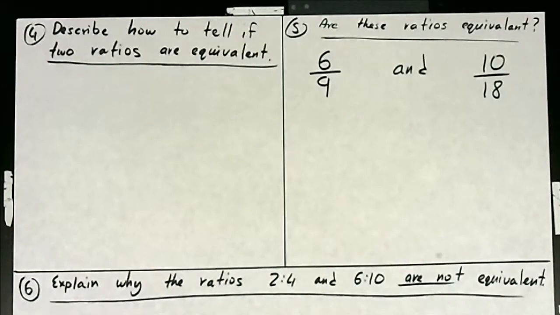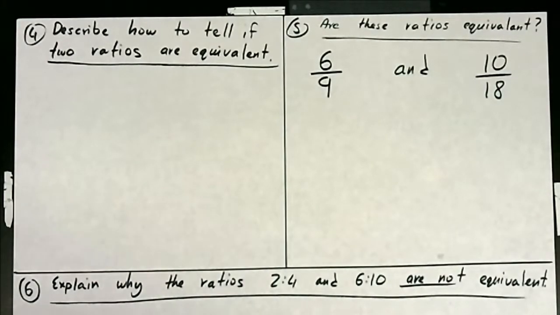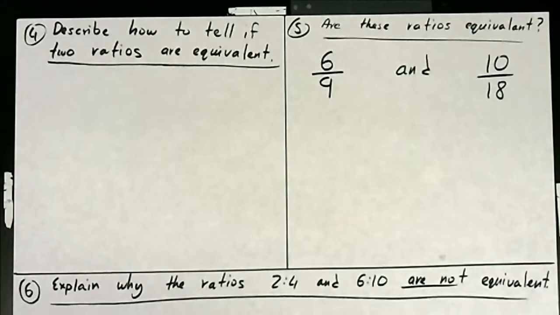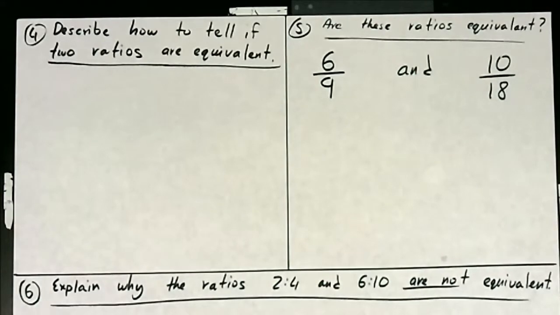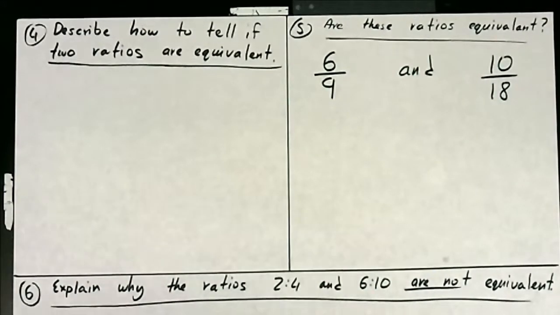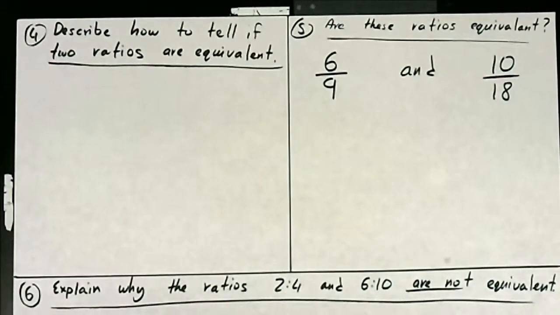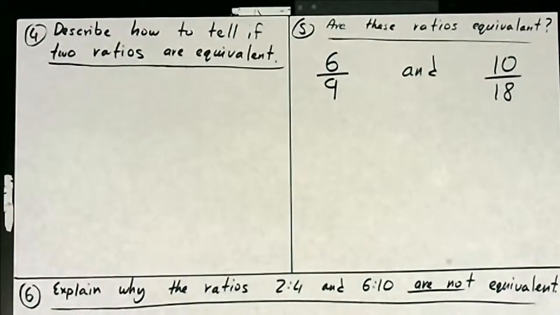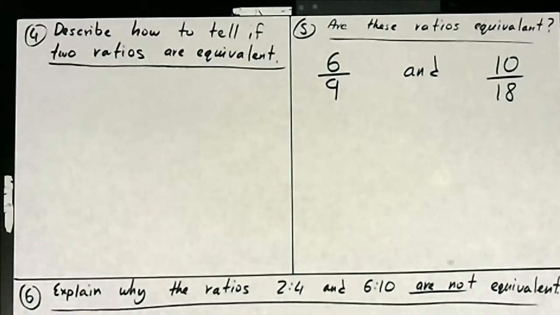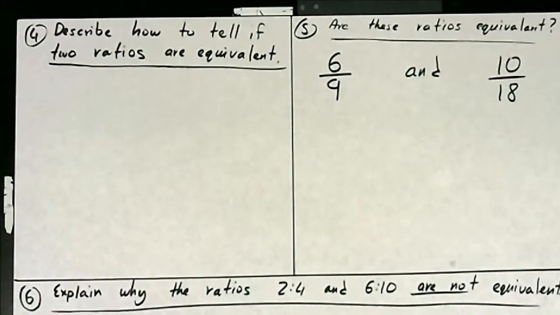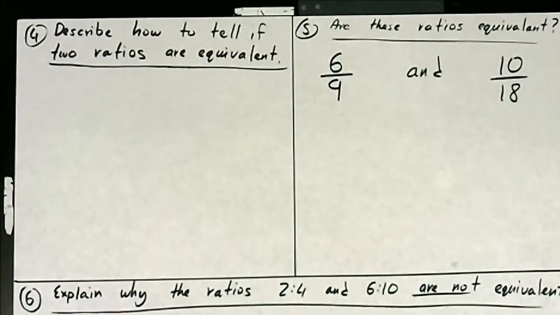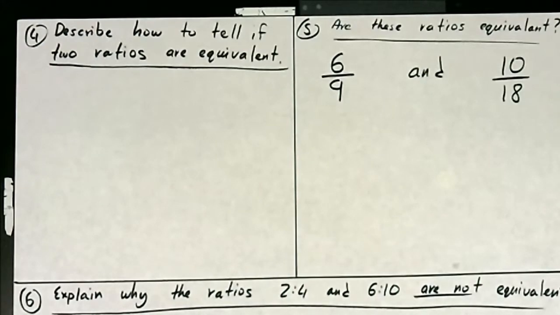Let's take a look at number 4. Number 4 says, describe how to tell if 2 ratios are equivalent. You were supposed to give me a sentence here, not a long one per se. Does anyone have something they want to share? If I were writing this, this is what I would write.